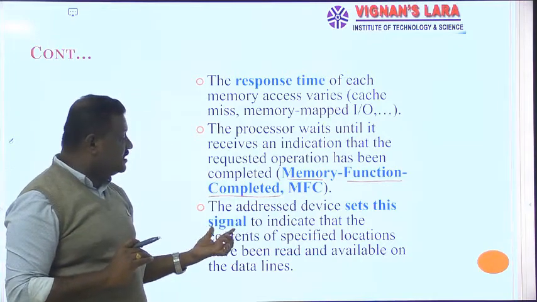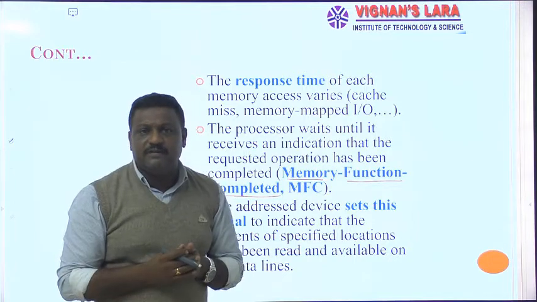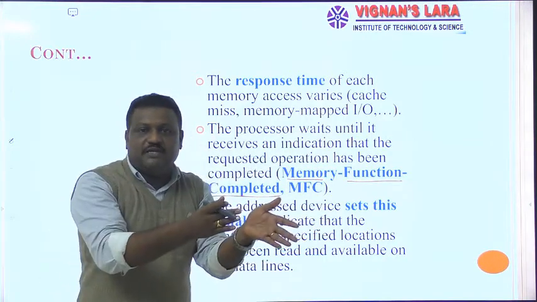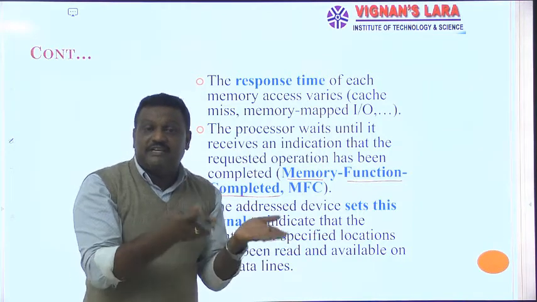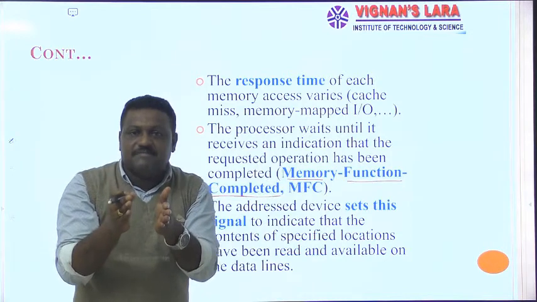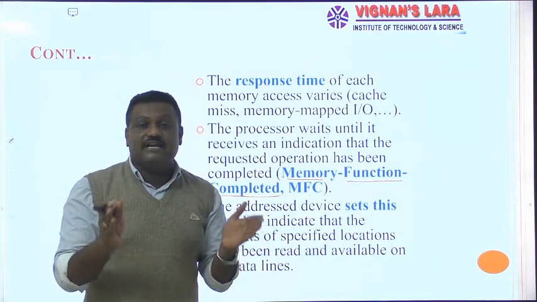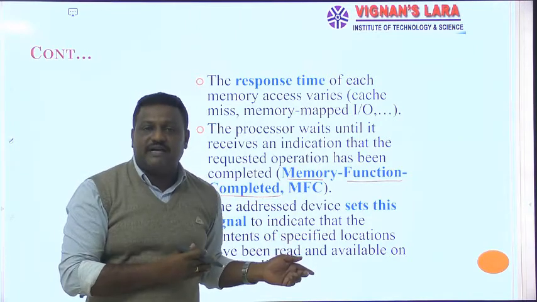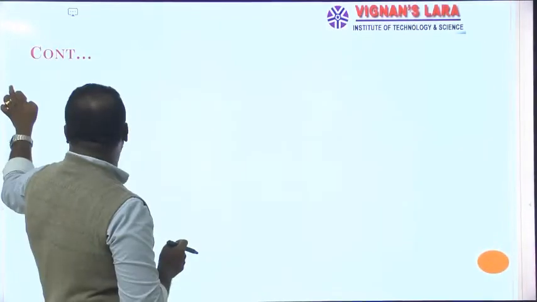Next, the addressed device sets this signal to indicate that the contents of the specified location have been read and are available on the data lines. When is it generated, and who will generate it? This is generated by the device that does the task. That means your CPU assigned a task to the memory. Once your memory finishes the task, your memory itself has to generate the signal, MFC. And one more thing, when it is generated: whenever your CPU wants a read operation on so-and-so location, once the memory places the data from that location onto the data bus, then immediately it will generate the MFC signal. That indicates that whatever task you assigned to me, I finished it. You are asking for data from a particular location, that location's data was already placed on the data bus, you can go and accept it. So I have done my task, that's why I am generating the MFC signal. MFC means memory function complete. So this is another piece of information you have to remember.